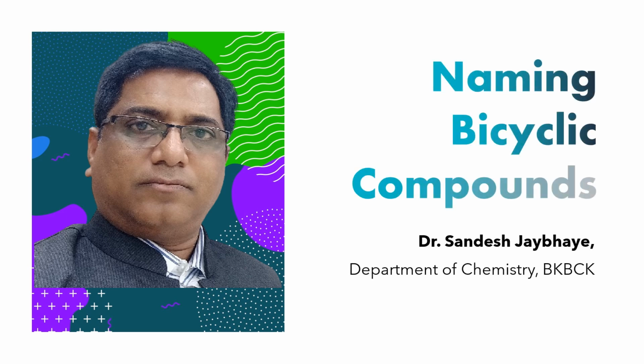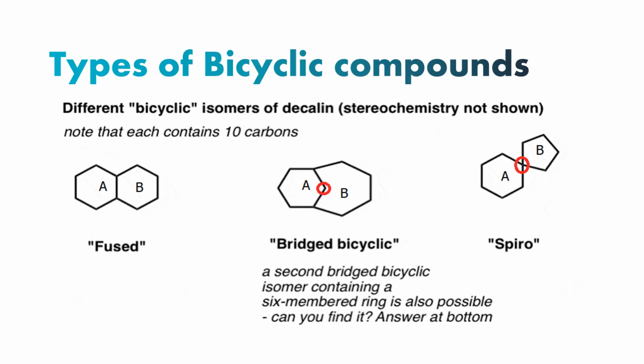Hello student. Today we are talking about naming of bicyclic compounds. So first of all, we will discuss the types of bicyclic compound. Now you can see in the decalin there are 10 carbon atoms present, and that's why it forms different isomers. So here these two rings are fused by two common carbons. That's why it is called bicyclo.